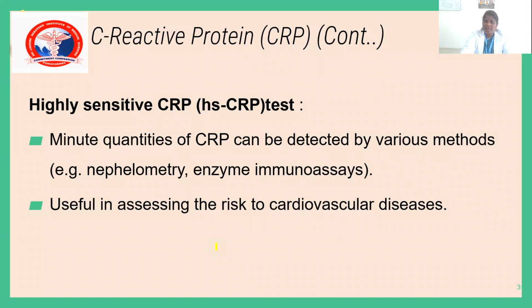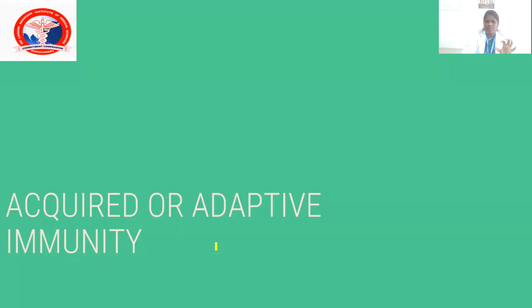Based on the titer value, there is a moderate increase. If it is more than 10, you can say it is moderately elevated. Some insignificant causes, like heavy exercise and pregnancy, can give a little higher value. Now we'll move on to the acquired or adaptive immunity.